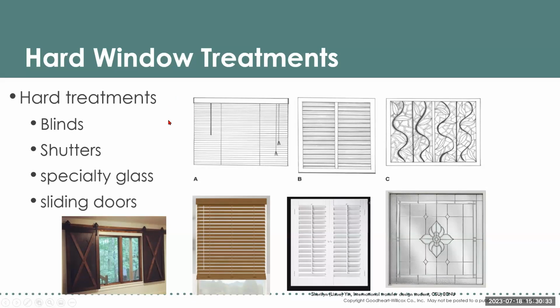Now we have gone from soft treatments, which is our draperies, our curtains, and our shades, and top treatments, which is our valances and our cornices, which are both soft and hard. And now we're going to go to hard window treatments. So here we are going to talk about blinds, shutters, some specialty glass, and sliding doors.